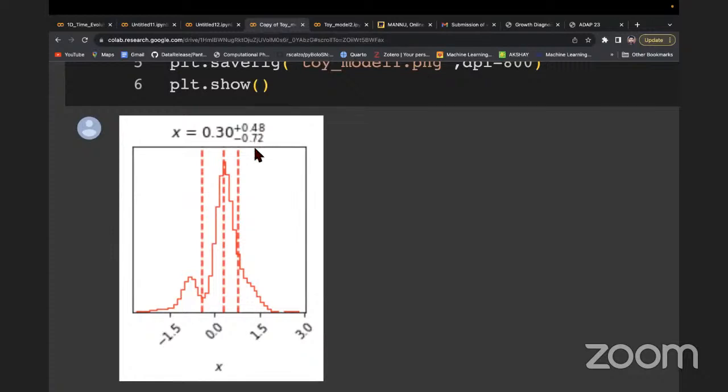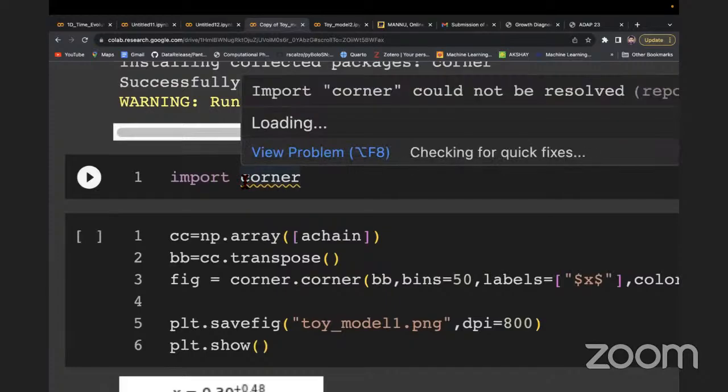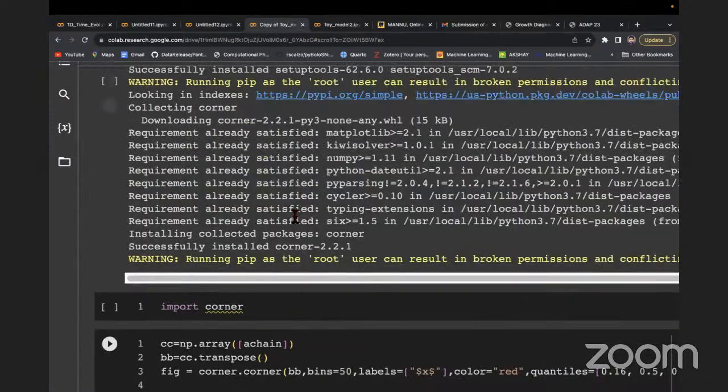0.48 minus 0.72. The mean value is small, but the error is so huge. You can see that because I'm working with only 2500 points or so. With 2500 points, you cannot expect your result to be good. Let's say it's a wrong result. And if I go to my plot, this value was 0.3.